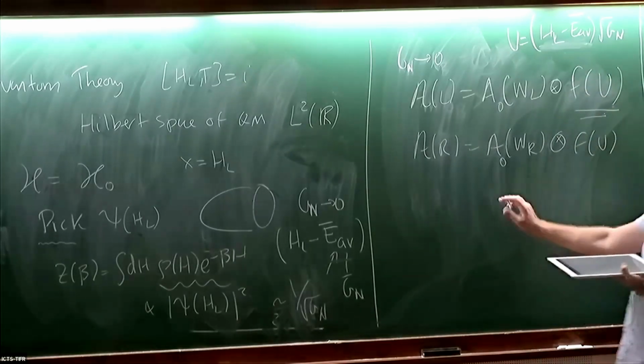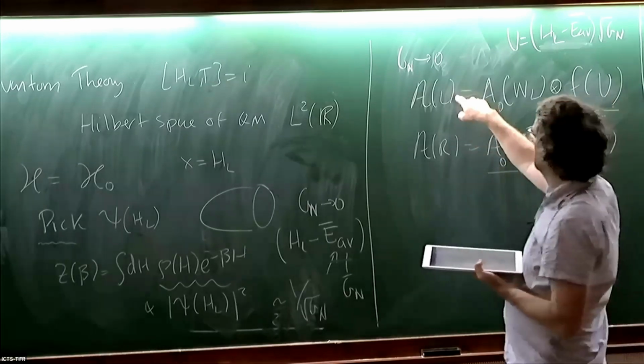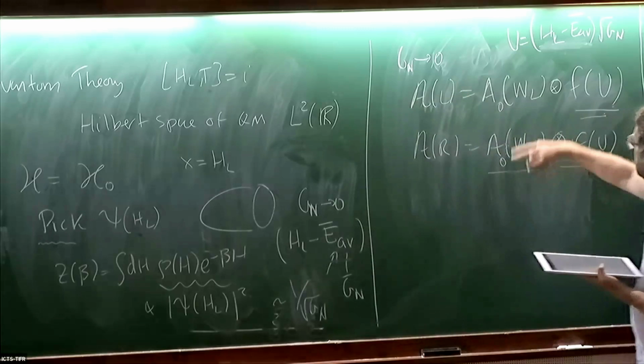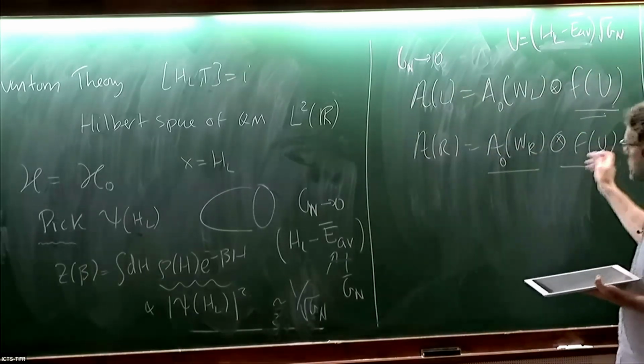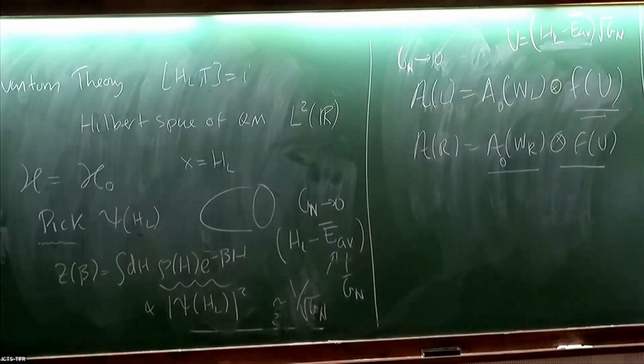So in fact, this algebra is type 3, but it has a large center. This is the commutant of this, and if I take the intersection, you can check that I still get this. So you get this big center. It's describing the energy of the black hole, the large fluctuations of the energy of the black hole.